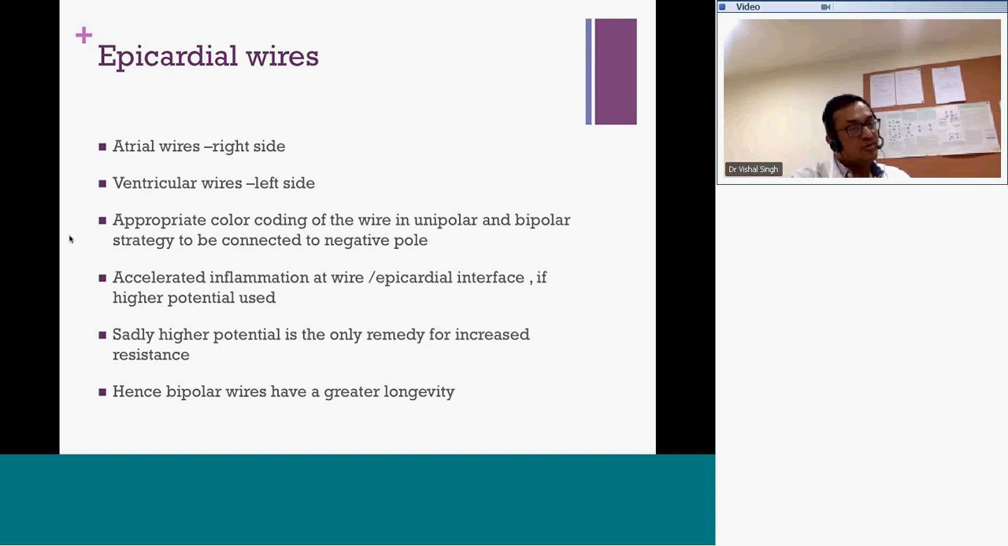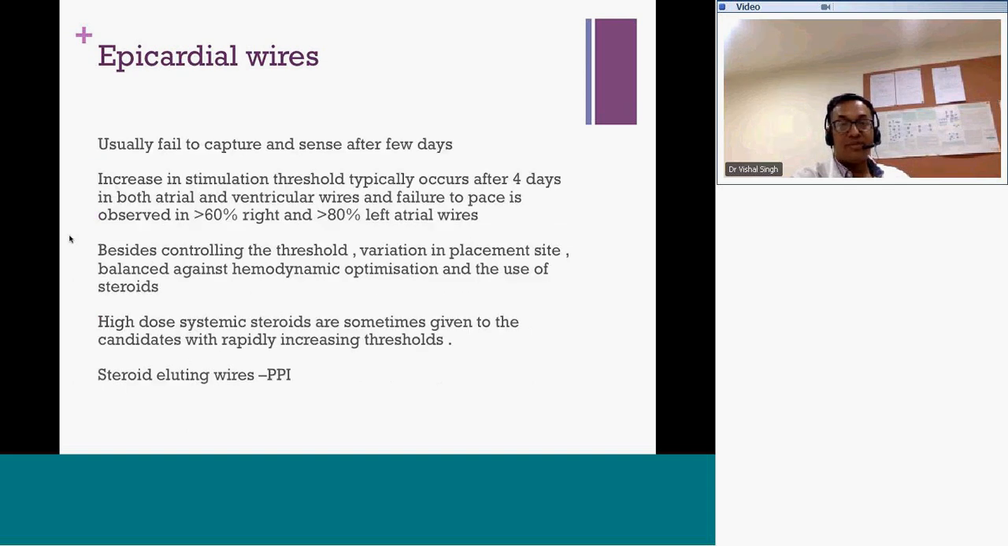If the surgeon has put the wires properly, automatically things will work. If the wires are not in the proper place, you will have to give a high potential. So it works, which is not under your control. But when things are working at a lower potential, don't go high just for the heck of it. That's important. And bipolar wires, because they require lesser potential, have a greater longevity.